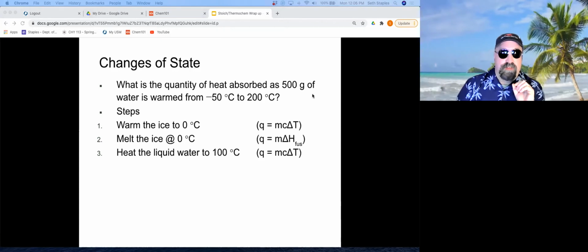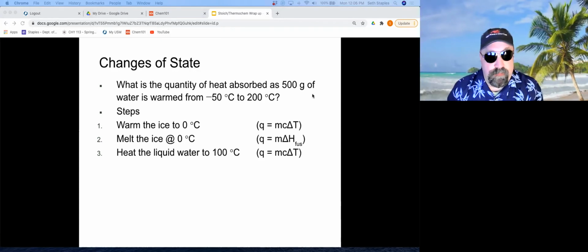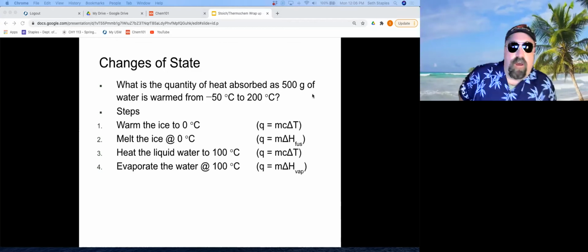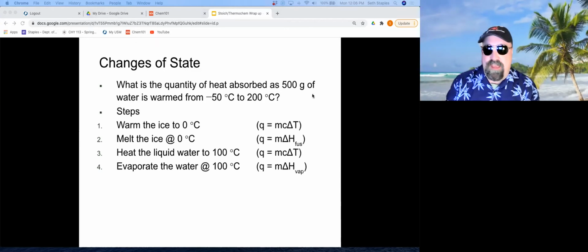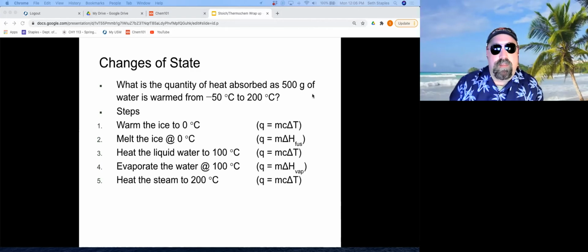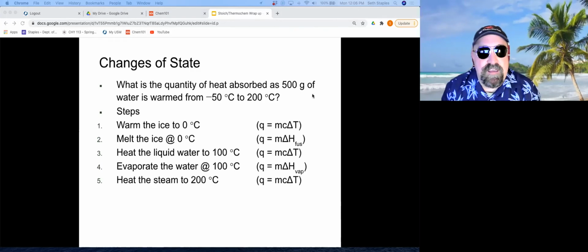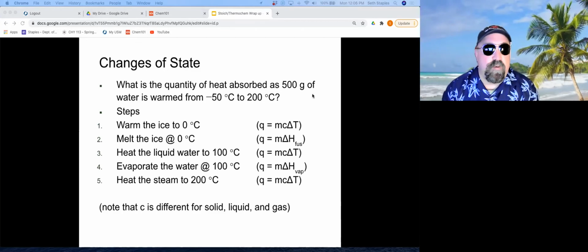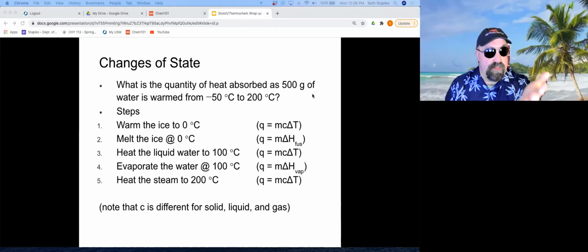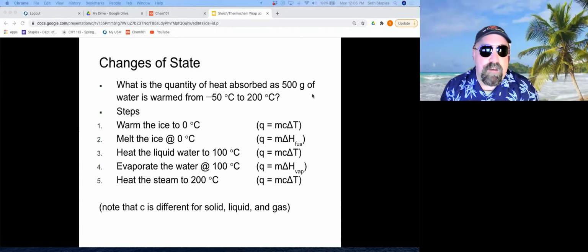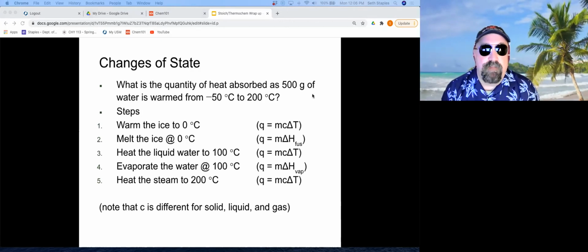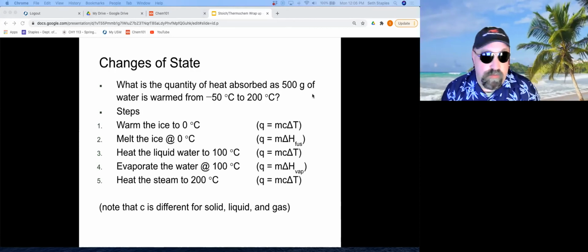Another Q equals MC delta T as we're now heating our liquid water. To calculate the heat associated with boiling, we're going to have our mass times our delta H of vaporization. And then finally, another Q equals MC delta T in heating the steam. And just remembering that C is different for solids, liquids, and gases. On the exam, I do provide you with that information when you need it. I tell you what the various C's are if you need those, and I give you the heat of fusion and heat of vaporization. You don't need to put those on your cheat sheet.